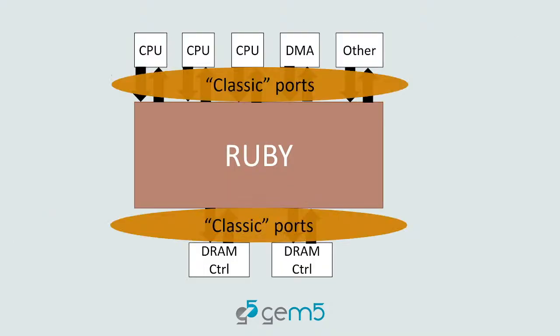They communicate to Ruby via classic ports that we talked about yesterday. And then similarly, Ruby on the other side of the DRAM controller also communicates to DRAM via these classic ports. So this way, you can really plug anything in that understands how to send and receive memory requests. You can talk to Ruby. And then anything that can receive requests, you can use as a memory controller.